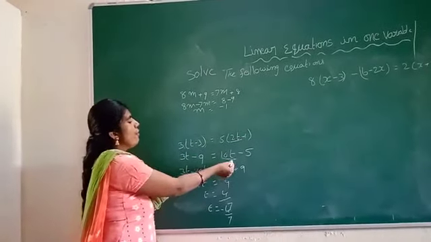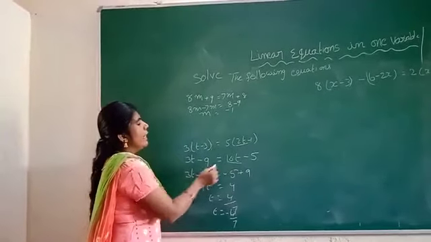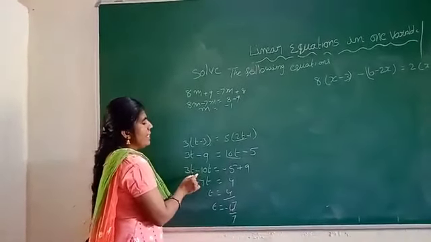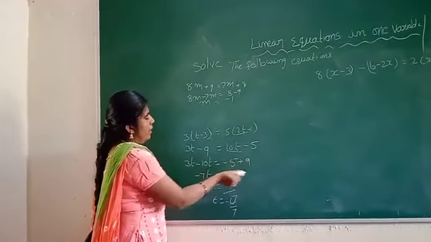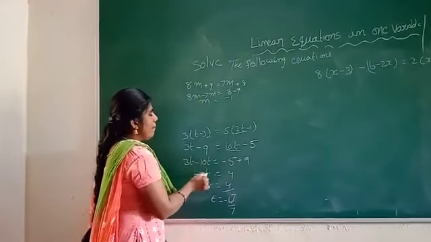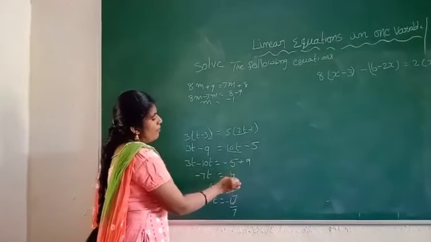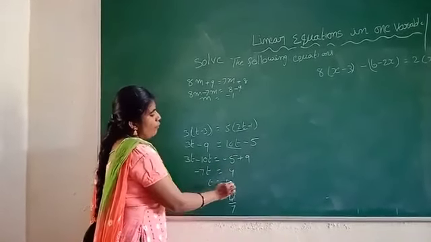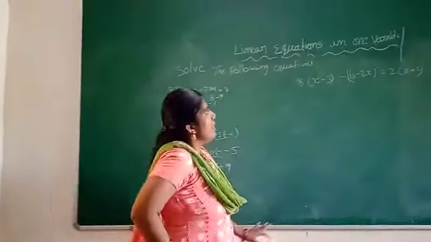To change, the variable on one side, constants on the other side. 3t plus 10 becomes minus 10, minus 5. Minus 9 becomes plus 9. 3t minus 10t, minus 7t. Minus 5 plus 4, minus 4. t equal to 4 by 7. Next one, see, children.